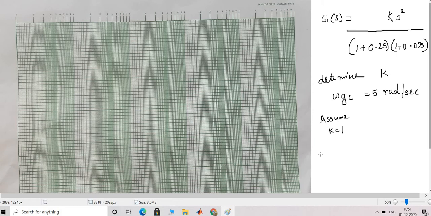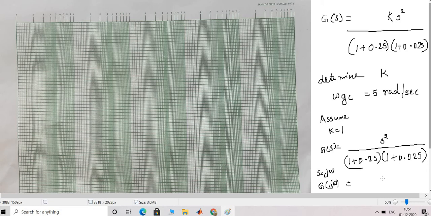Here H(s) we can take as unity. Then we can rewrite the open loop transfer function G(s) = s² / ((1 + 0.2s)(1 + 0.02s)). Since this is in the 1 + sT format, we can directly substitute s = jω. Then G(jω) = (jω)² / ((1 + 0.2jω)(1 + 0.02jω)).